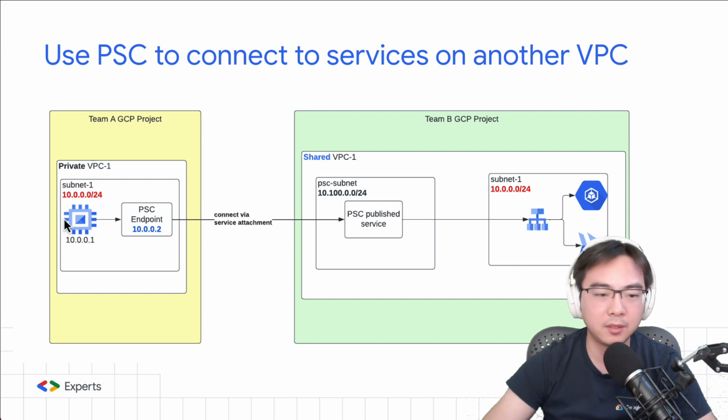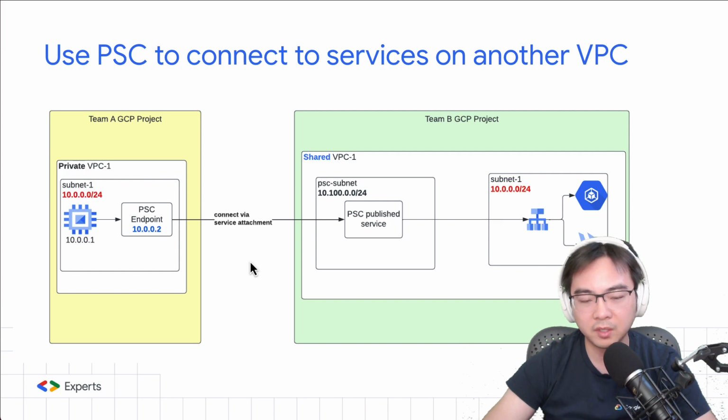So now the connectivity between your virtual machine or any other services running on subnet 1 would have private connectivity in your own VPC network to the PSC endpoint. So hope this explanation makes sense. I'll show you a demo of what I've actually done to explain exactly again what I just described on the diagram. So hopefully it'll make a lot more sense.